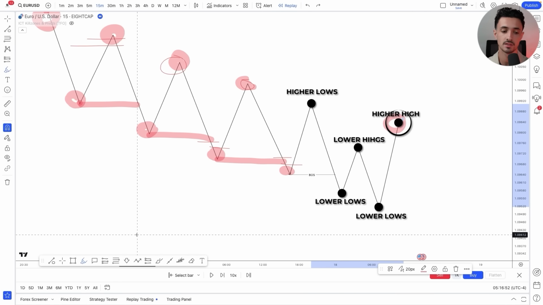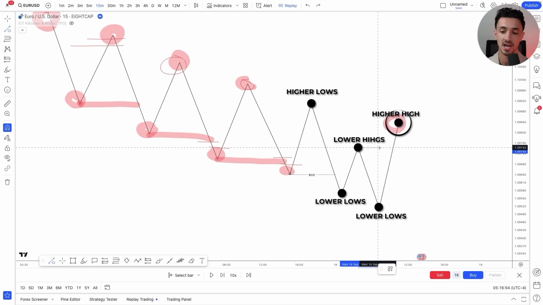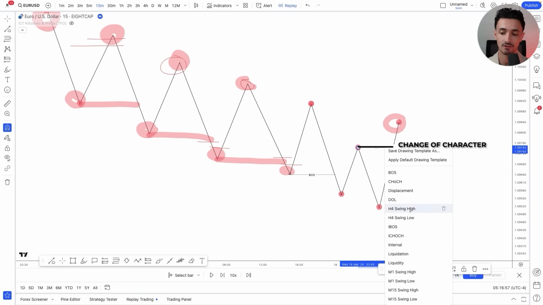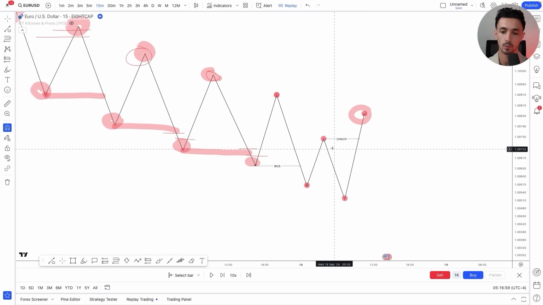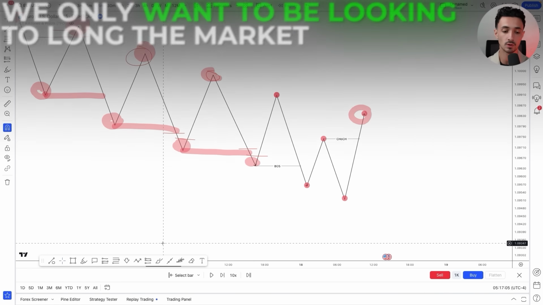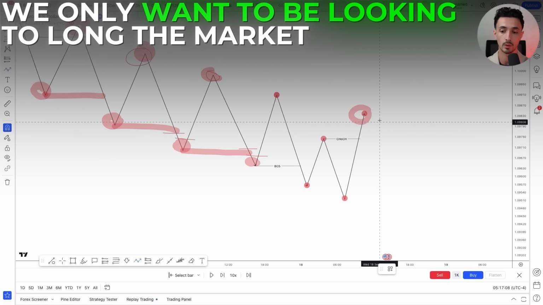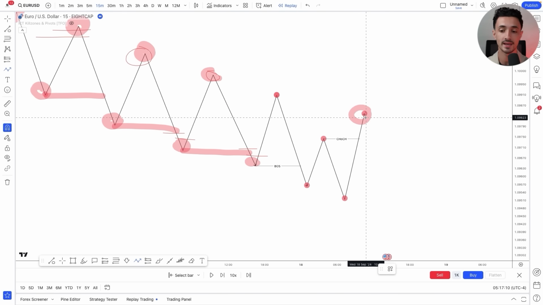That tells us that the institutional bias has changed. Change of character is what we call it. So when we get a change of character, that tells us that price is now getting ready to trade higher. So what do we want to do? We only want to be looking to long the market. We want to buy, but we want to buy at a good area.